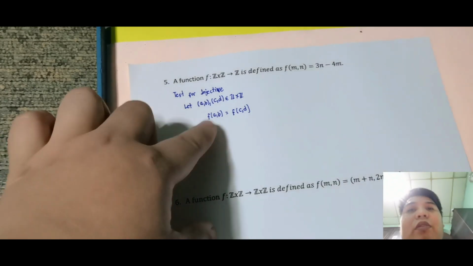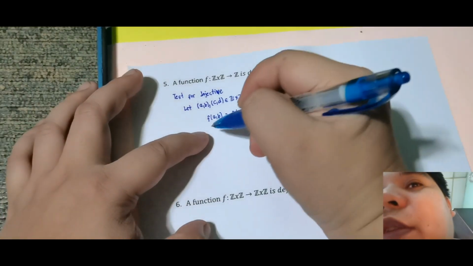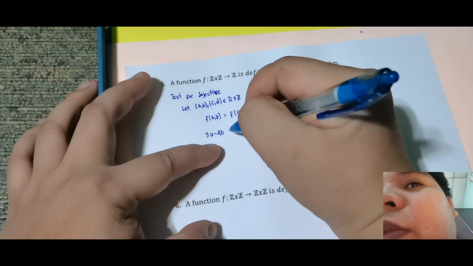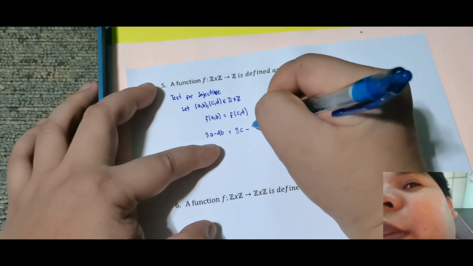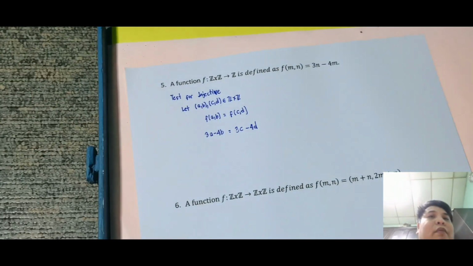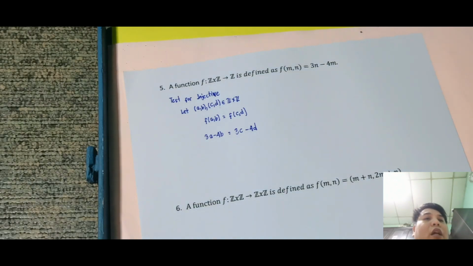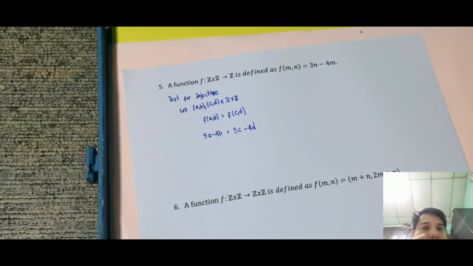Ganun yung mangyayari. So pag sinalpak natin to sa equation, this is equal sa 3a minus 4b, which is equal sa 3c minus 4d. Ulit, ang goal natin dapat at the end ng proof, magiging equal si (a, b) sa (c, d). Kailan mangyayari yung (a, b) equal sa (c, d)? I-check natin kung possible ba natin mapag-i-equal yan pag ganyan.